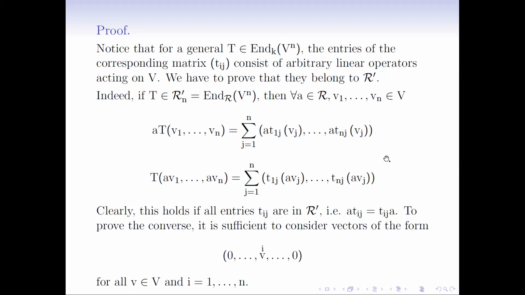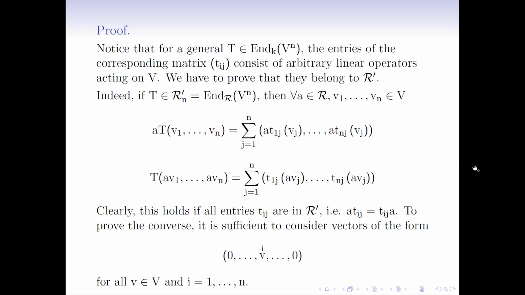So if you want to prove this in the opposite direction, it's sufficient to consider vectors concentrated only on the ith position. So there are vectors of the form B on the position i and zeros otherwise. And we'll have only one element in each component here, and they will be the same. And this will imply that A commutes with Tij for all A's from the ring R. And this is the same as saying that Tij are elements of R prime, so the elements of the commutant.